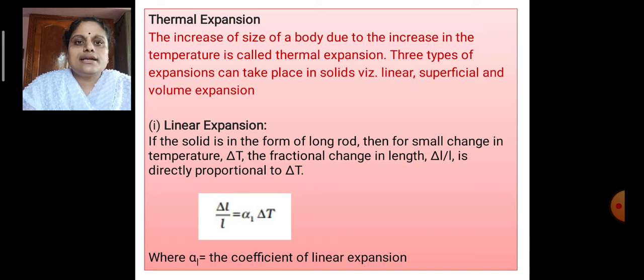First one, linear expansion. If the solid is in the form of a long rod, then for a small change in temperature delta T, the fractional change in length, that is delta L by L, is directly proportional to delta T. Delta L by L is proportional to delta T, or delta L by L is equal to alpha L into delta T, where alpha L is known as the coefficient of linear expansion.